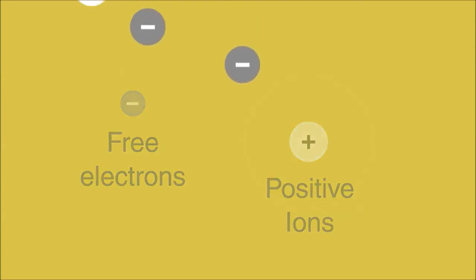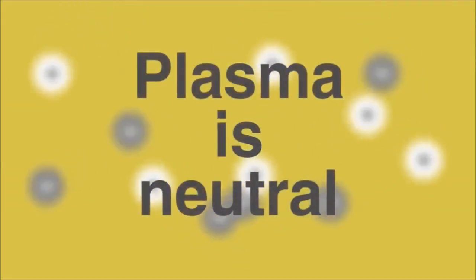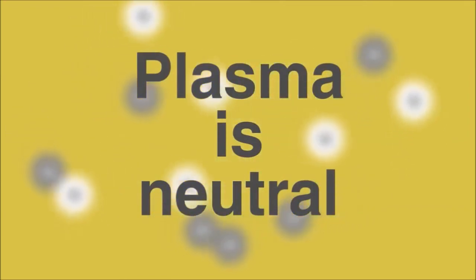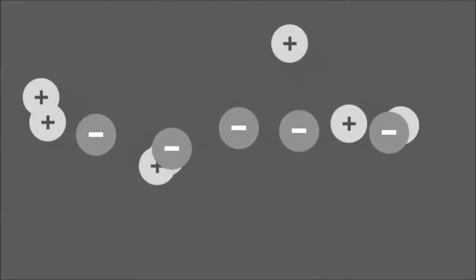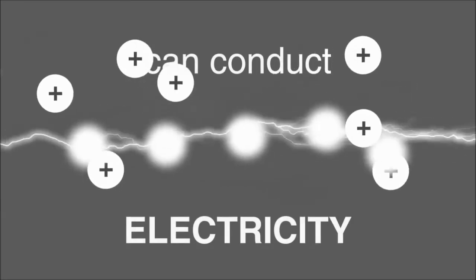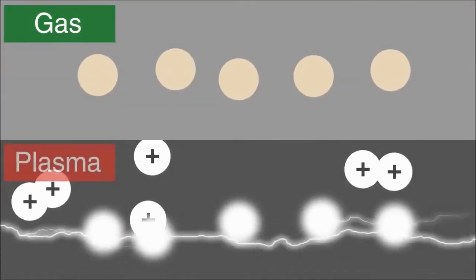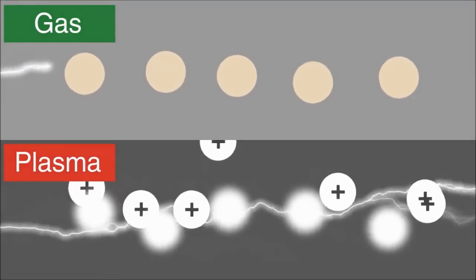Although there are both negative and positive particles, plasma is neutral overall, as there are equal amounts of oppositely charged particles. Since free electrons are present, substances in plasma form can conduct electricity. This is what separates a gas from plasma. Gases cannot conduct electricity, but plasma can.